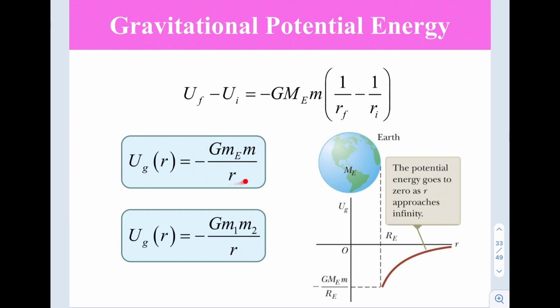So this is specifically for the case of the Earth. In general, the potential energy due to the gravity of any planet or object is equivalent to negative G, mass of planet or object 1, times the mass of object 2, for example a satellite, over the distance between them. No more square, because this is U. The one that has the square is the force.